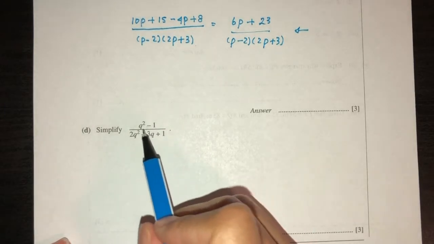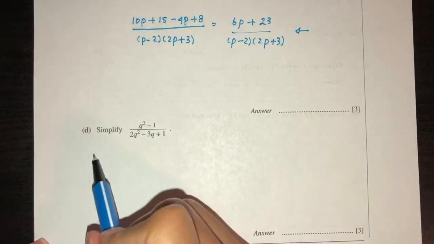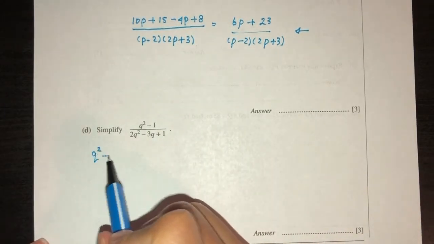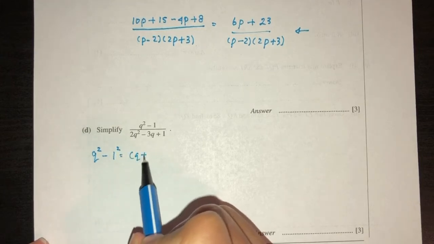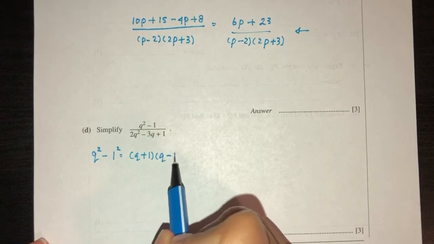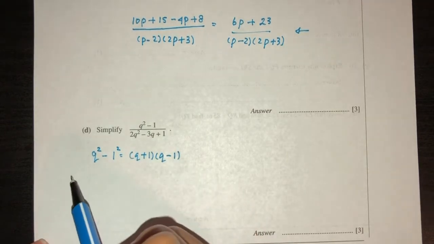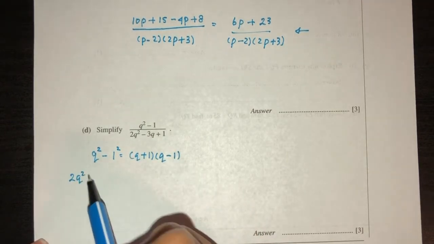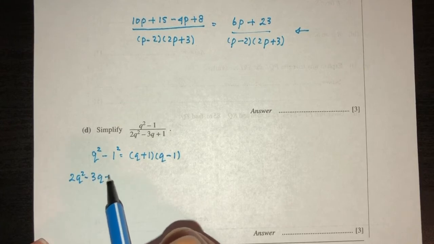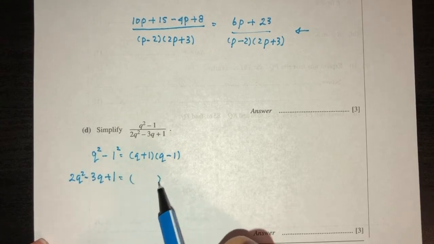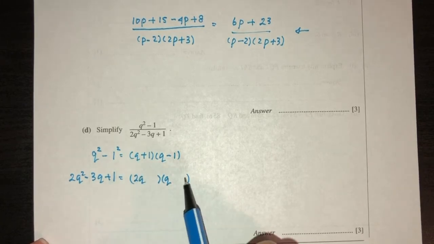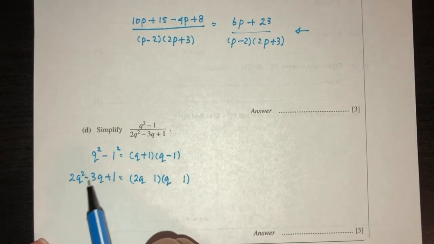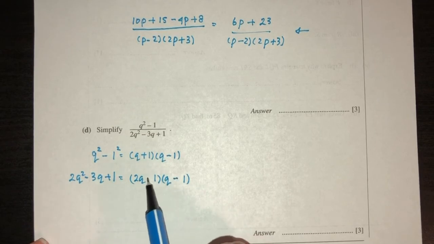We have to factorize top and bottom. So the top, as you can see, is q squared minus 1. 1 is also 1 squared. That is (q plus 1)(q minus 1). Now the base, we have 2q squared minus 3q plus 1. If you factorize that, that should give you 2q times q, and 1 is 1 times 1. For us to get minus 3, it has to be minus, minus.